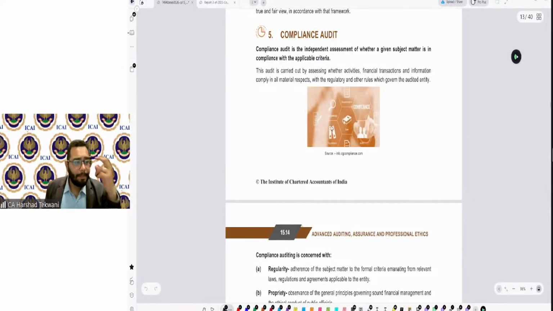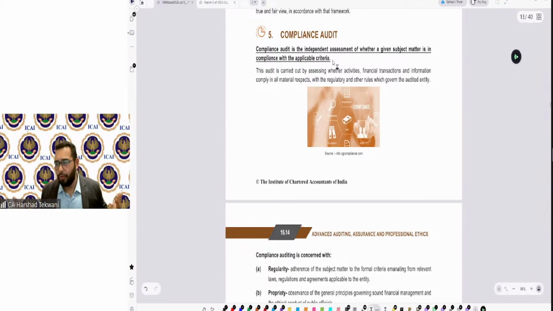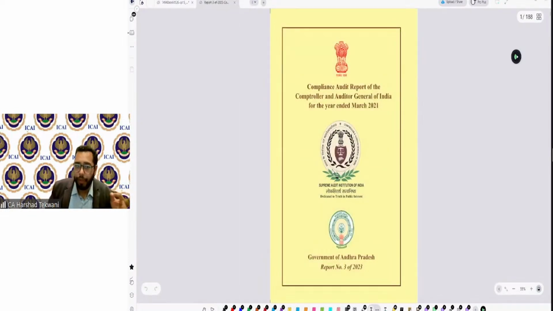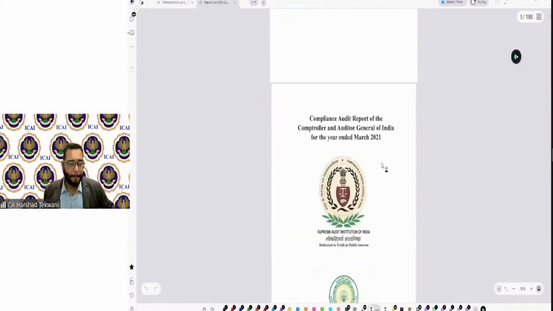Now, what is compliance audit? Compliance audit is an independent assessment of whether a given subject matter is in compliance with the applicable criteria. I know most of you might not have got this, but let's understand this sentence with a real example. This is a compliance audit report issued by the CAG, the Comptroller and Auditor General of India, for the Government of Andhra Pradesh, pertaining to the financial year ended March 2021.